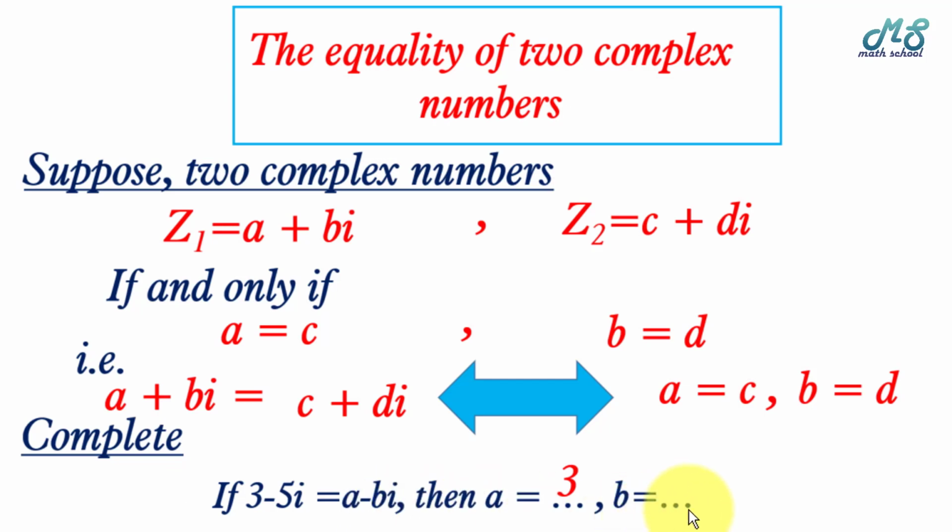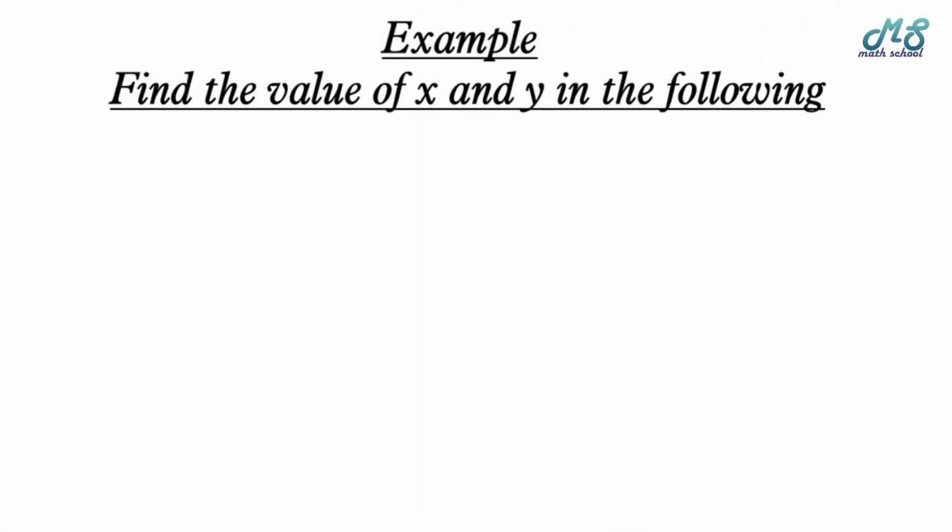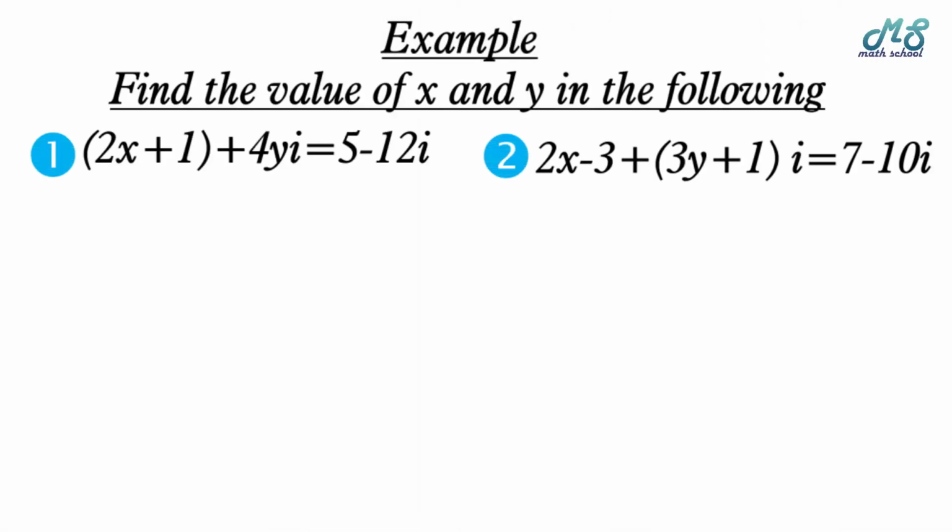By comparing, we can deduce that b equals 5. Let's have an example now. Find the value of x and y in the following. Number 1: 2x plus 1 plus 4yi equals 5 minus 12i. First, guys, we will equate the two real numbers.